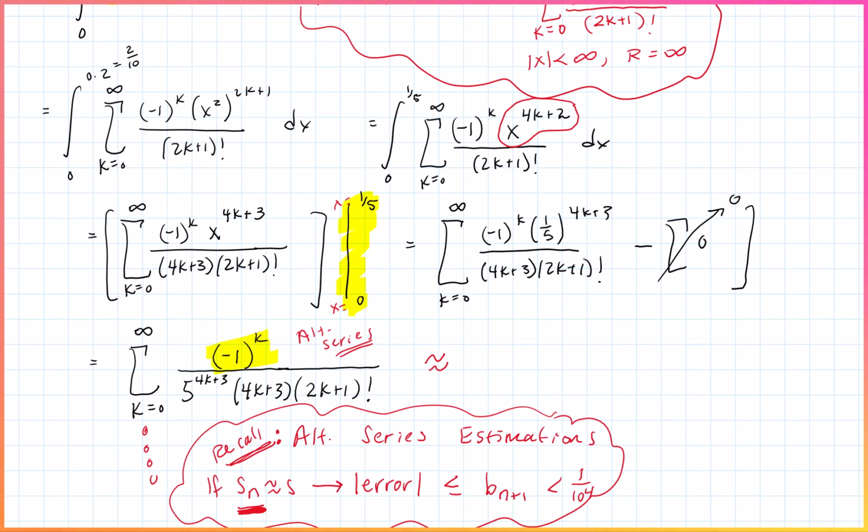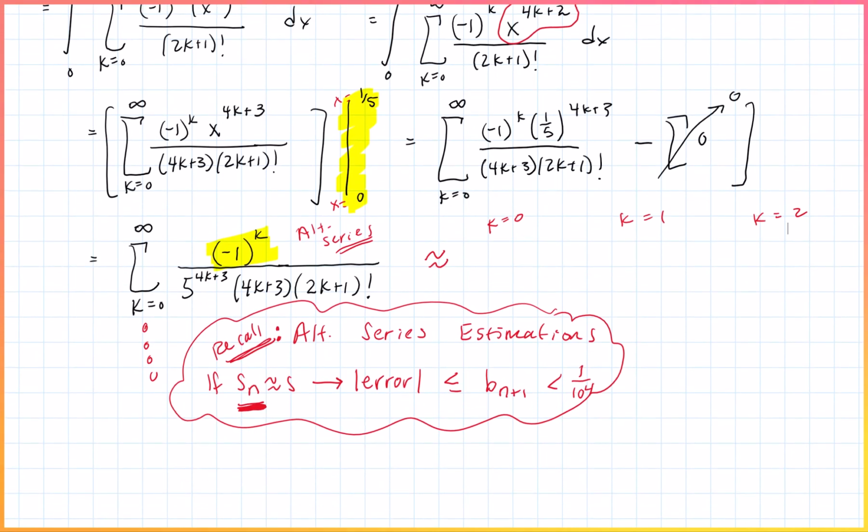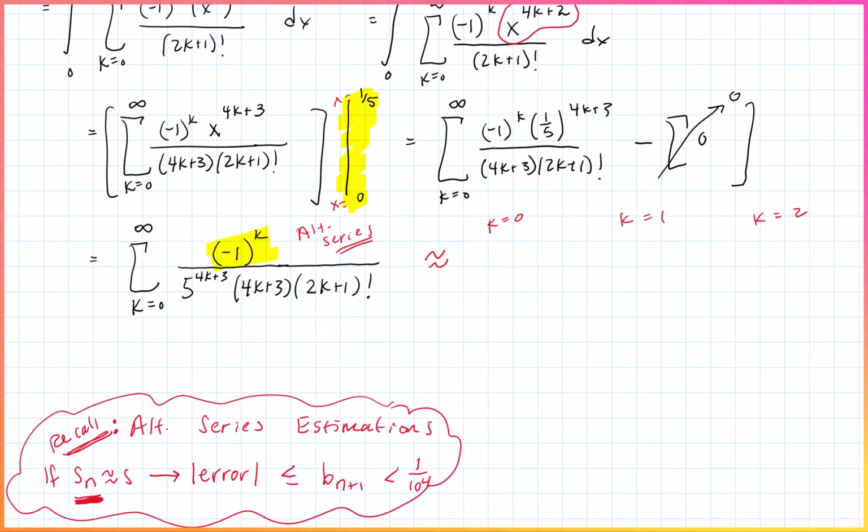So let's write out a few terms and see what we end up with. We start this series at 0, so let's do k equals 0, k equals 1, k equals 2. I don't know how far we have to go out, but let's see how far we need to actually go out, and we'll estimate this. I'm going to move my recall real quick. Okay, so let's keep going. When k equals 0, we have a positive 1 over, when we plug in the bottom, 5 cubed times 3 times 1 factorial.